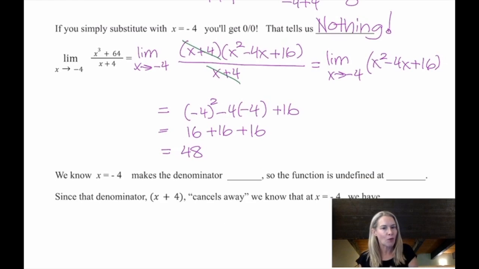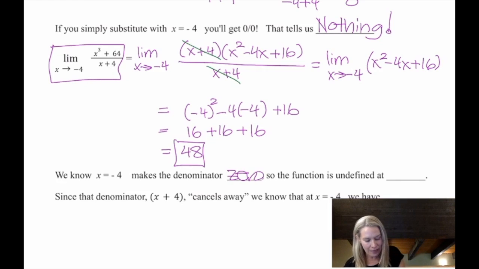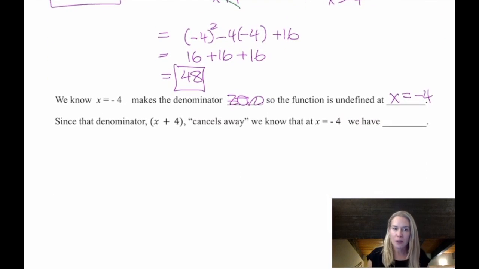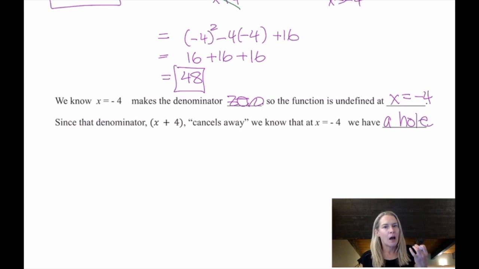So even though we got 0 over 0 to begin with, it turns out that the limit of this function does in fact equal 48. We know that -4 makes that denominator in the original function go to 0, which means our function is undefined at that value x equals -4. Again, just like the previous example, since that denominator cancels away, we know that x equals -4 tells us we have a hole there. The function is not defined there, but the limit does exist.